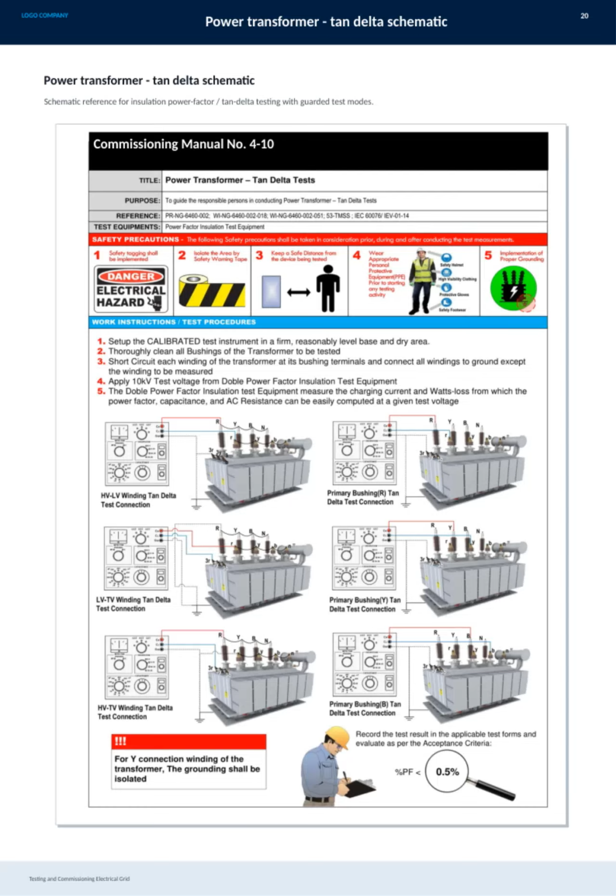Here we have the schematic for the power transformer tan delta test, which is crucial for assessing insulation quality. The tan delta, or power factor test, helps us identify any deterioration in the transformer's insulation by measuring the dielectric losses. This schematic specifically shows the test setup using guarded test modes to ensure accuracy by minimizing leakage currents. Understanding this diagram is essential for proper testing and commissioning of transformers in the electrical grid. Accurate tan delta measurements help prevent breakdowns and extend transformer life.